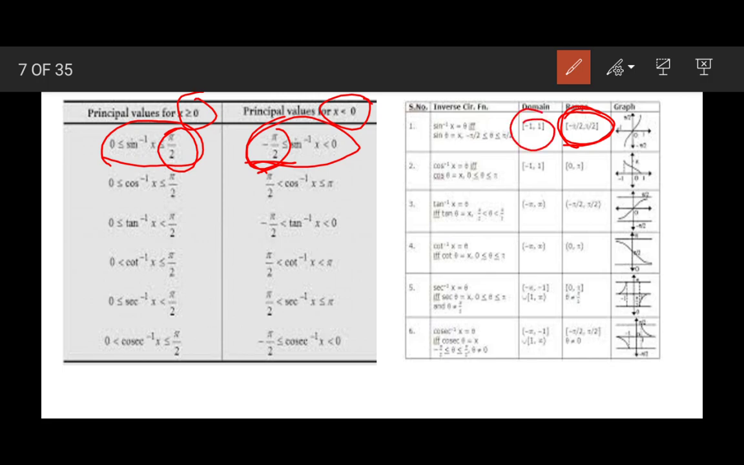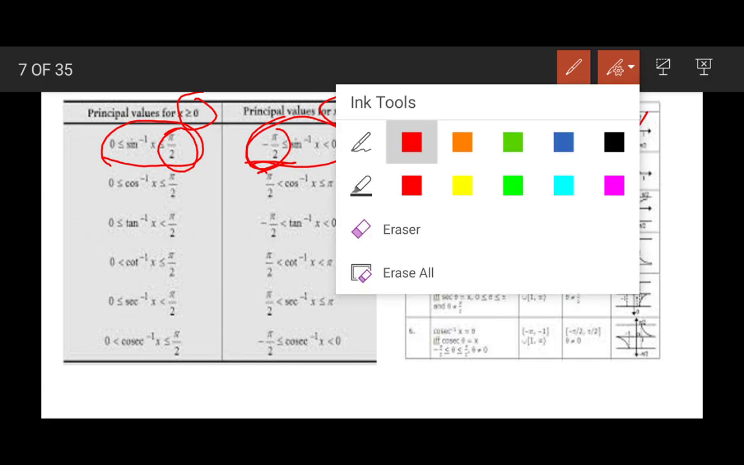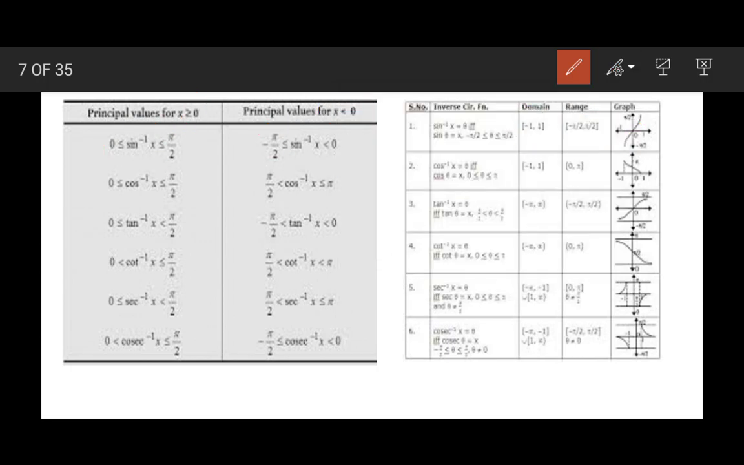Now see the graph. When the angle is 0, the value is 0. When the angle is pi by 2, the value is 1. When the angle is minus pi by 2, then the value is minus 1. So we get a graph like this. This is for sine inverse x.